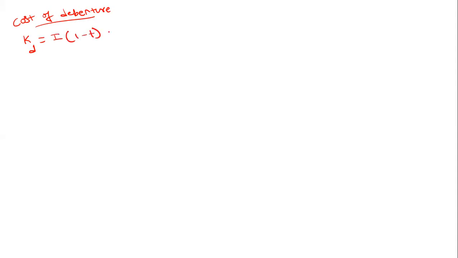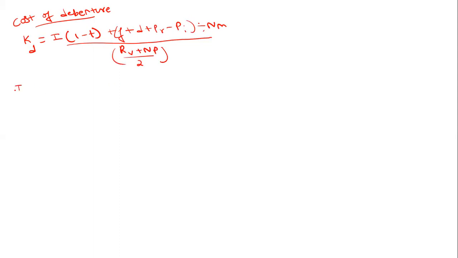You have the formula, you can just quickly write it. I'll not be asking again and again. KD = (I(1 - T) + F + D + PR - PI) / M, and the whole divided by (RV + NP) / 2. Now tell me, what is the value of interest they have given? 13.5%. Fantastic. Tax? 50%, 0.50. Very good. And have they given the flotation cost? No, sir.